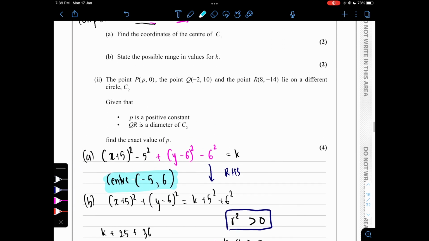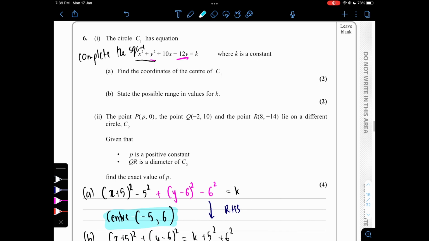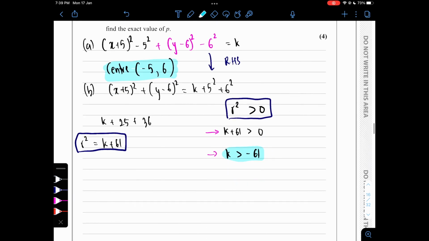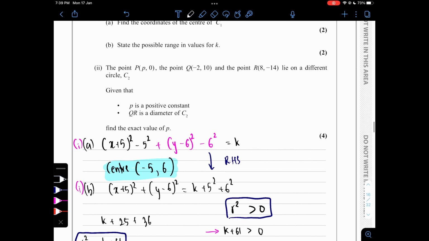Let's go to part II, just II. That's IA and then IB, and now we have II. We have the point P, 0, the point Q, minus 2, 10, and the point R lie on a different circle C2. Given that P is a positive constant and QR is the diameter of C2, what can we do here?